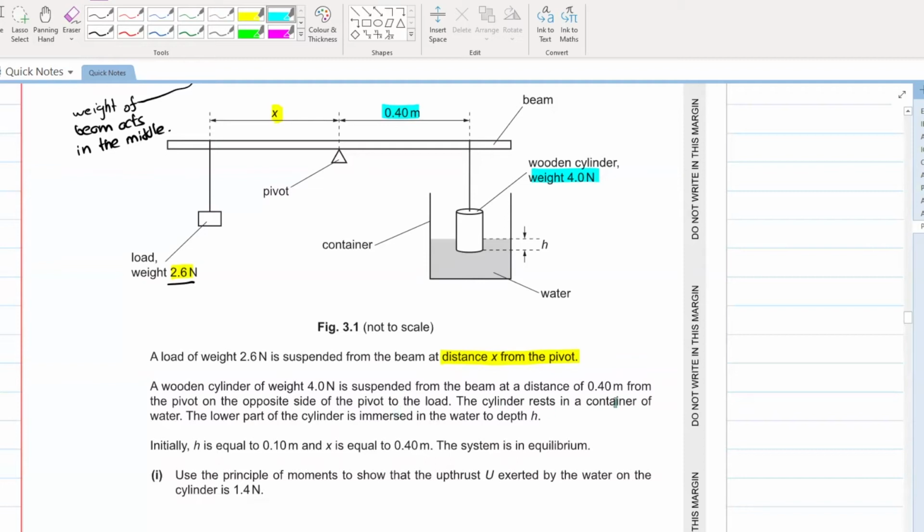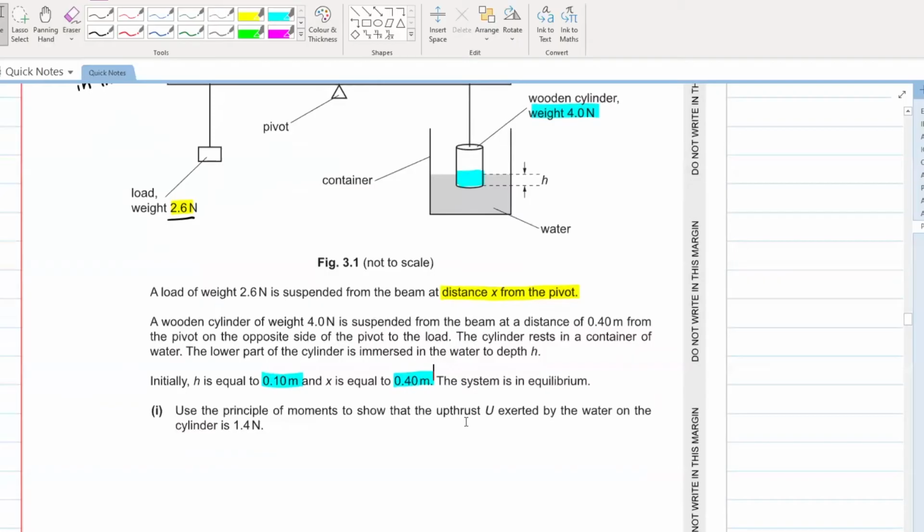The cylinder rests in a container of water. The lower part of the cylinder is immersed in water to a depth of h. Perfect. Initially h is equal to 0.1 meters and x is equal to 0.4 meters. So initially x is 0.4 meters and h is 0.1 meter. The system is in equilibrium.